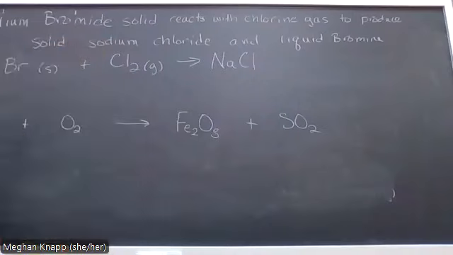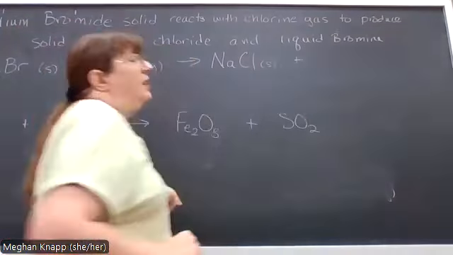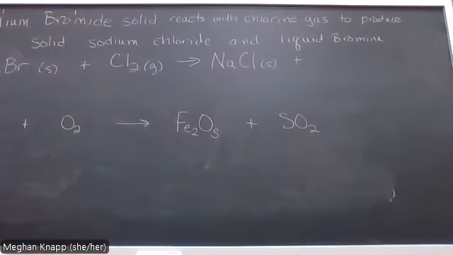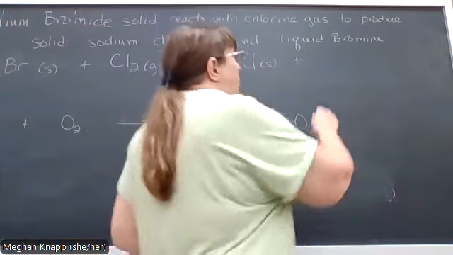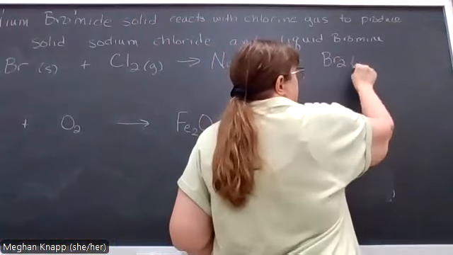Do I need to change any numbers on NaCl? No, because it's still +1 for sodium and chlorine right above bromine is going to be a -1, so they balance out. It does say solid, so I'm going to include the solid here. And then what about bromine? How do I write that as an element? Br2, because it's in that same column with chlorine where all of the halogens are diatomics.